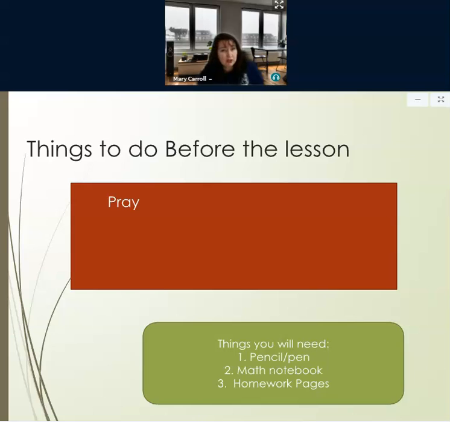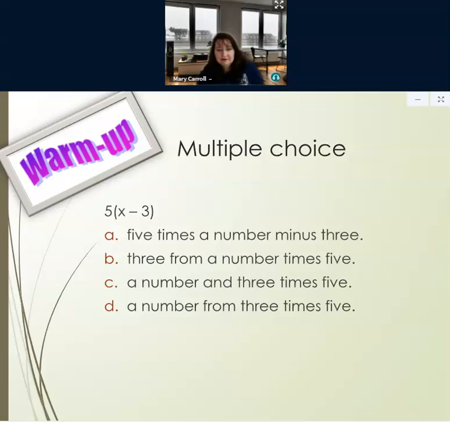So make sure you have that notebook that we talked about, and also pray before you start. So here is a warm-up. It's multiple choice. Tell me which one this is. You have the 5 and then you have the x minus 3 in the middle. Pause the video.